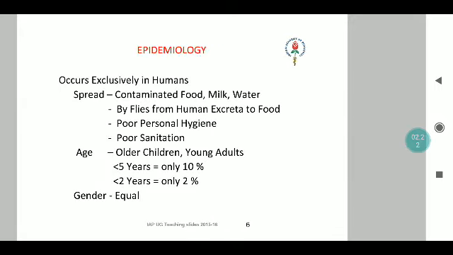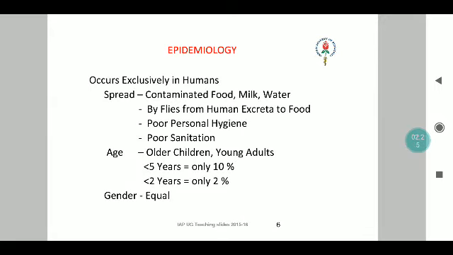Now the spread and the epidemiology of it is quite easy to understand. There is no gender predominance, and the spread of the typhoid or paratyphoid, the enteric fever as such, is because of contaminated food, contaminated milk or water, and predominantly spreads by the fecal-oral route by poor personal hygiene and poor sanitation. If you see, older children and young adults are more commonly seen, and very young age group less than 5 years comprise of just 10% and less than 2 years only less than 2%. So generally age wise it is somewhat older children and younger adults, often with a history of eating outside or contaminated food.